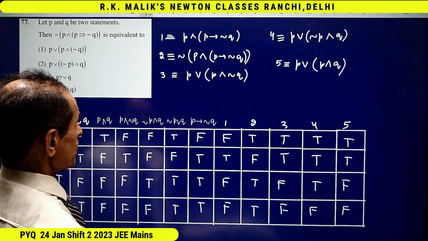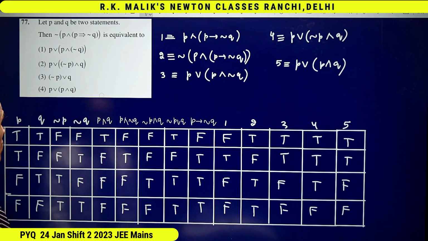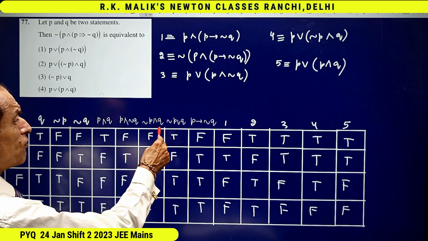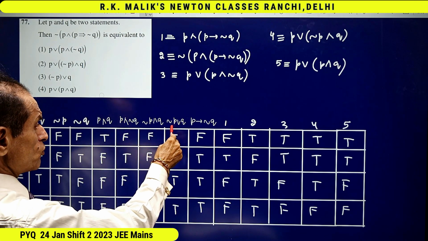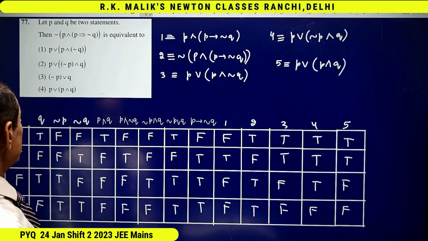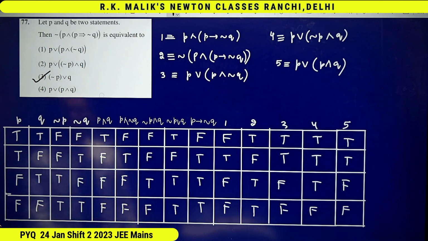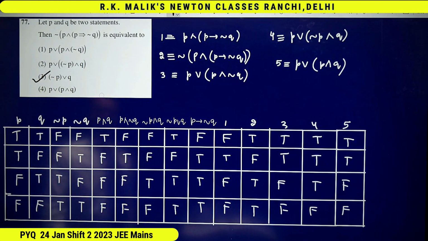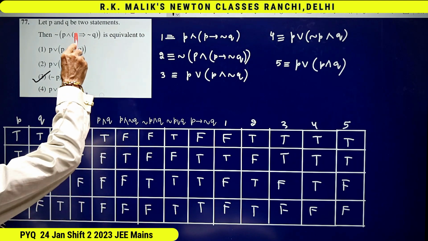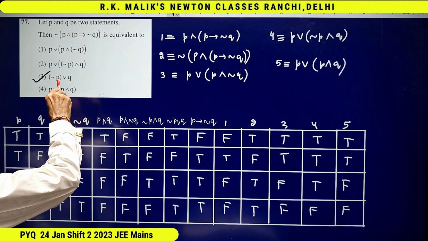and truth table of 2 is matching with truth table of negation P or Q. It is TFTT, it is TFTT. Hence, I can say third choice is the correct choice. Otherwise, you can check others also, that you will find that truth table of this is matching with the truth table of third only.